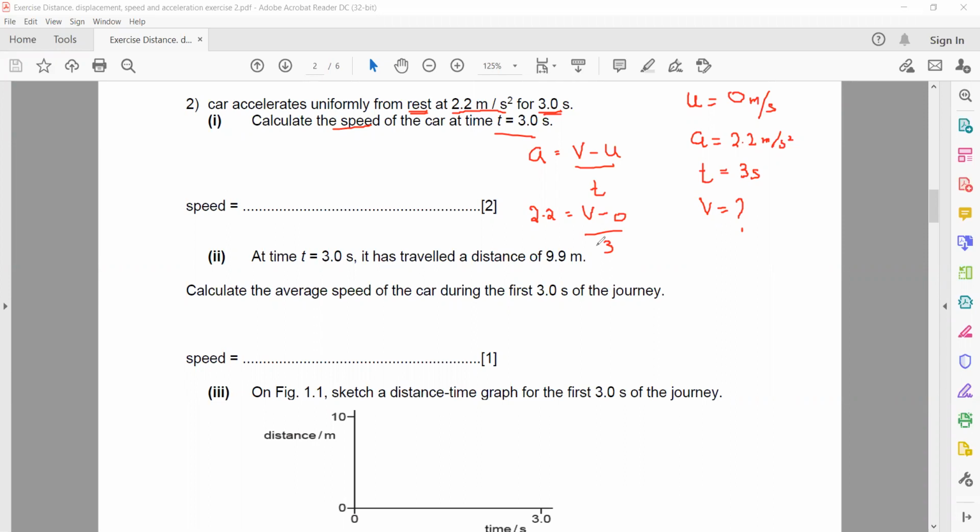So this 3 is divided, on the other side it should be multiplied. So 3 multiplied by 2.2 will make 6.6. So the final speed is actually 6.6 meter per second. Is it clear now to everyone?